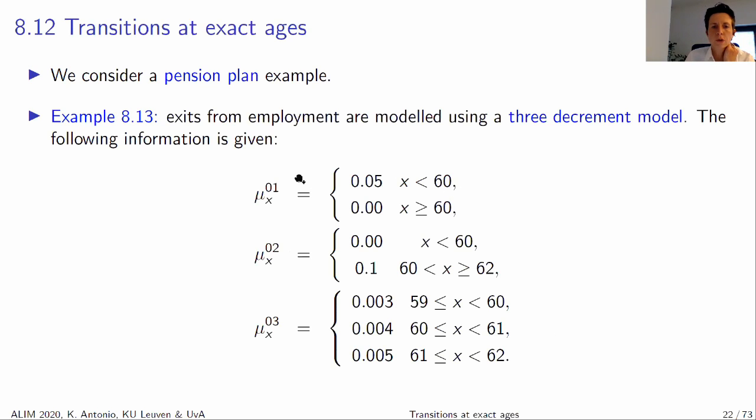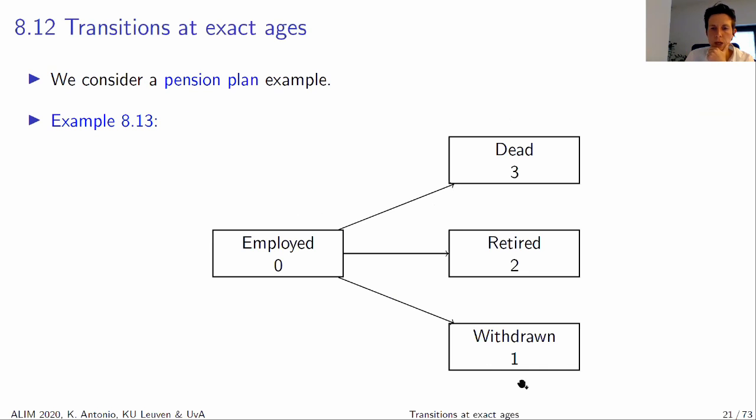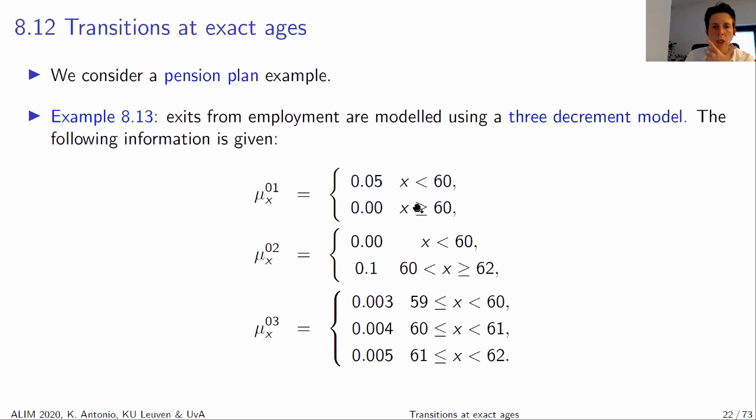You've got a specification here of your transition intensities. You see, for instance, that to go from 0 to 1, and remember 1 was leaving the company, we can only do that before the age of 60. After the age of 60, we will assume that nobody will leave the company, and so on and so forth.